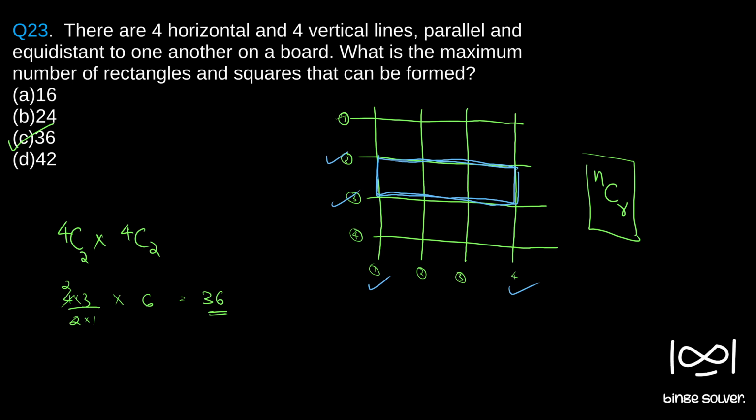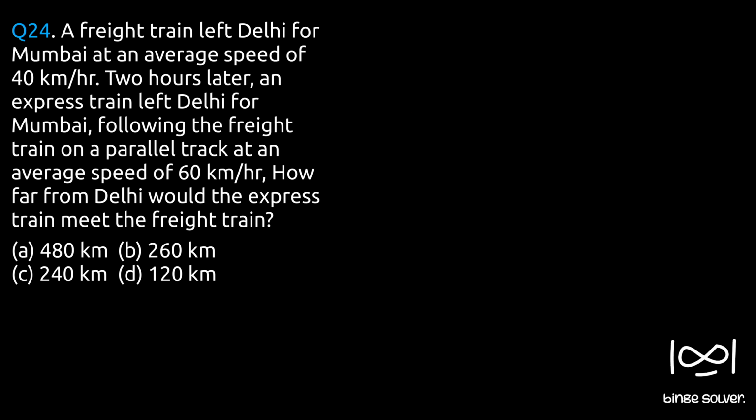Next question, question 24. A freight train left Delhi for Mumbai at an average speed of 40 km per hour. 2 hours later, an express train left Delhi for Mumbai, following the freight train on a parallel track at an average speed of 60 km per hour. How far from Delhi would the express train meet the freight train?